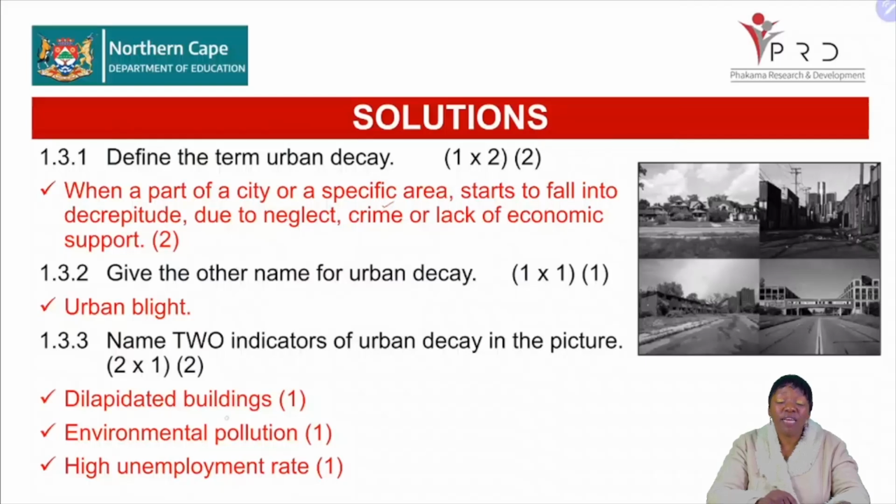Dilapidated buildings. Remember, with dilapidated buildings we're talking about the old buildings. Then environmental pollution: as you can see, there are trees outside that are not trimmed. You're looking at the roads, and at the power line, which is close, displaying the environmental pollution. Then we're also looking at the high rate of unemployment. It's also an indicator, because the place can never be old or dilapidated if the people who are using that place are working.